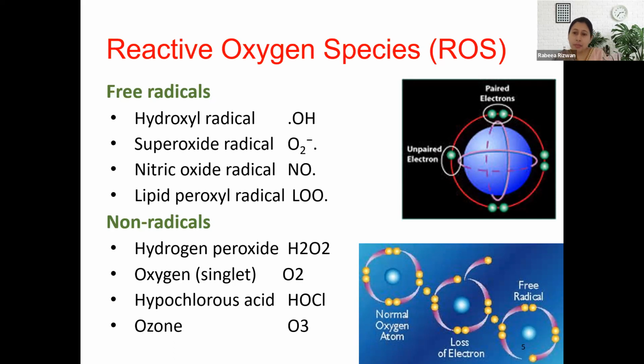But there are also some atoms, molecules and enzymes that act as free radicals, reactive oxygen species. However, they have no unpaired electron in their atom. That's why they are called non-radicals, but they have the same property as the free radicals because they are highly reactive oxygen species. So both are called reactive oxygen species because they are present or produced inside our body.